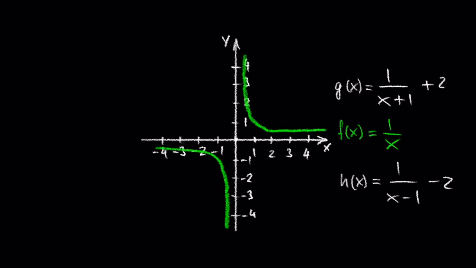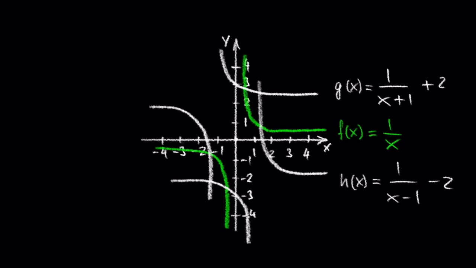Also recall that when we plug in x plus 1 or x minus 1 instead of x into a function, the graph of the function is shifted 1 unit to the left or 1 unit to the right respectively. So g of x is going to look like this graph and h of x is going to look like this graph. Note that the positive one shifts the graph to the left and the negative one shifts the graph to the right.